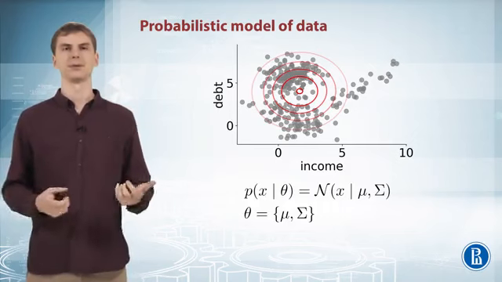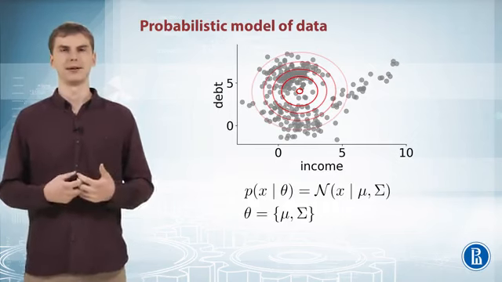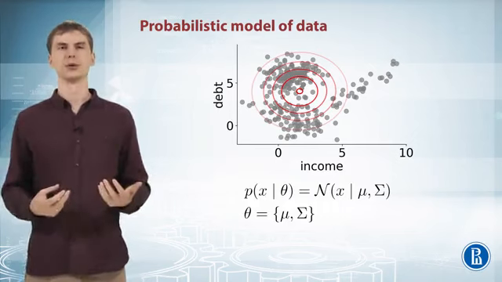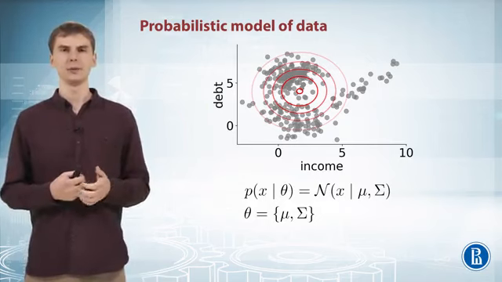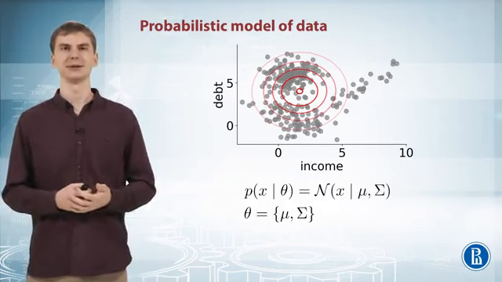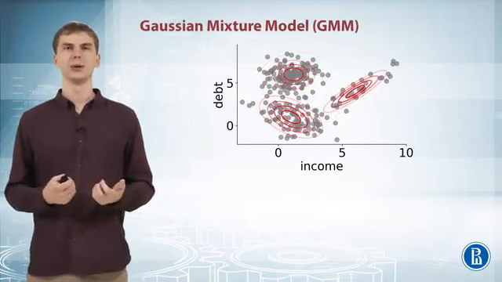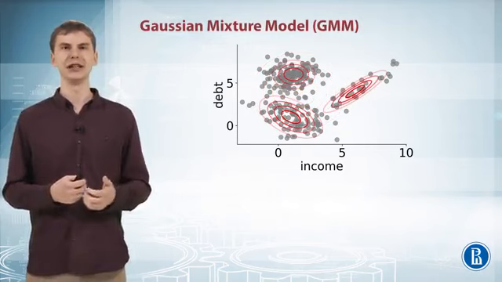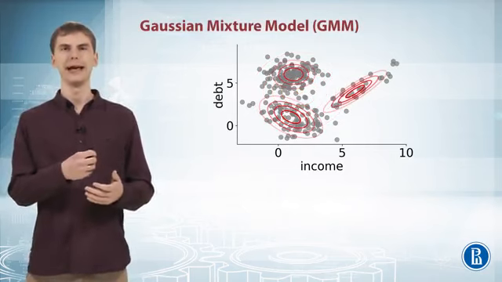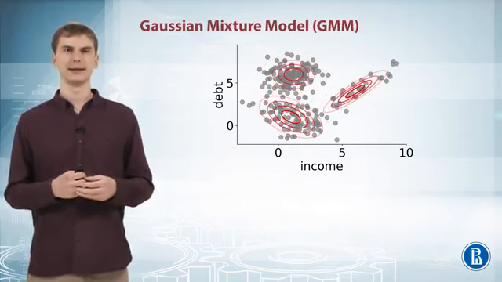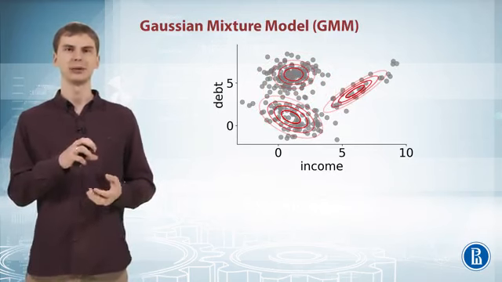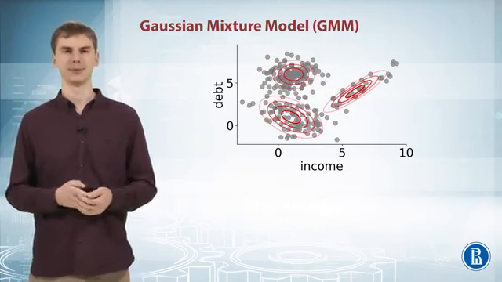So what else can we do? Are there any better probabilistic models we can use here? Well, if one Gaussian doesn't work, let's use several of them, like 3, for example. So in this case, we are kind of assuming that each data point came from one of the 3 Gaussians, and each Gaussian explains one cluster of the data points.